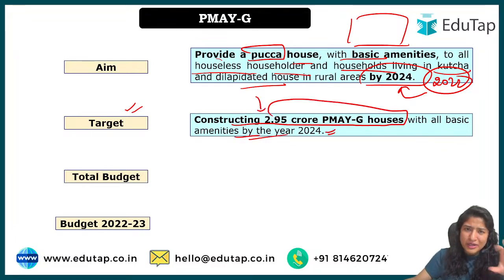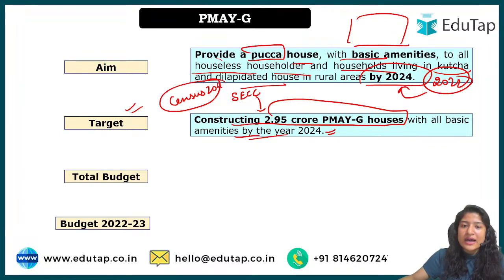So why have they particularly taken this number into consideration? Because there is a socio-economic caste survey. You all must be aware of the census that happens every 10 years. The last one we have is census 2011, right? Where the census just talks about the population, all the information is regarding data related to population.